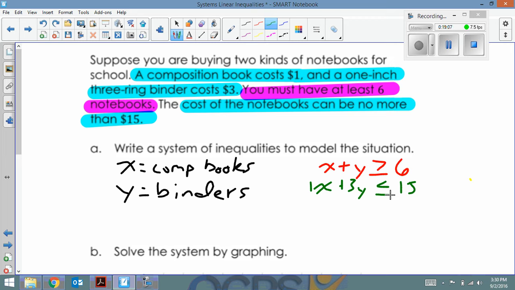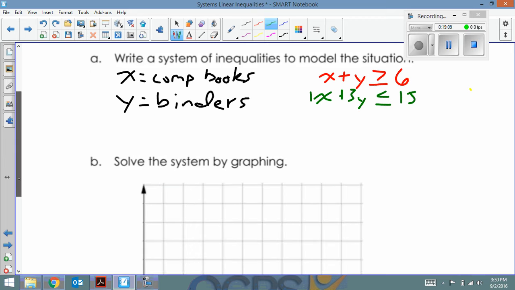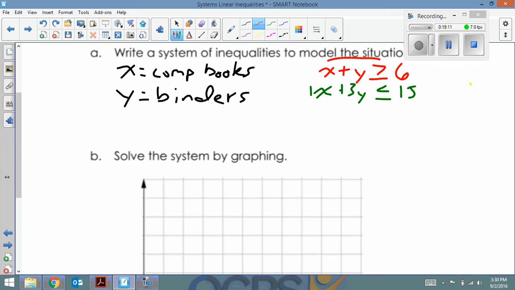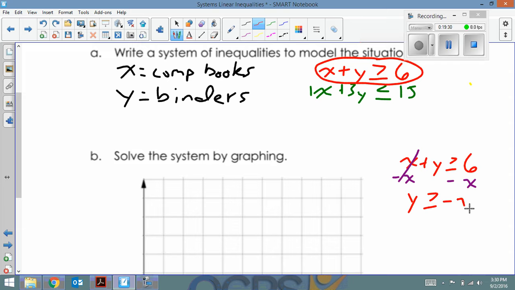Okay, so it's going to tell us to solve the system by graphing. So we're going to take each one of these inequalities. Let's start with the first one: x plus y is greater than or equal to 6. We're going to subtract x from both sides, moving that x over. So we get y is greater than or equal to negative x plus 6. So there's our first inequality, and we need to graph it.